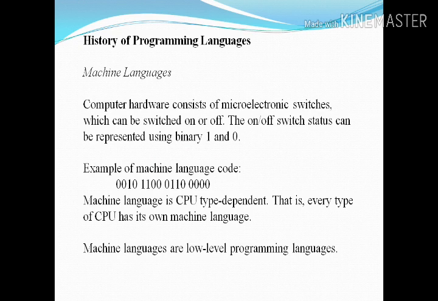Already I discussed the computer hardware consists of microelectronic switches which can switch on and off. This on-off switch starts with the 1 and 0. So the machine level languages also consist of 1 and 0. One example is given. You can follow from the screen.